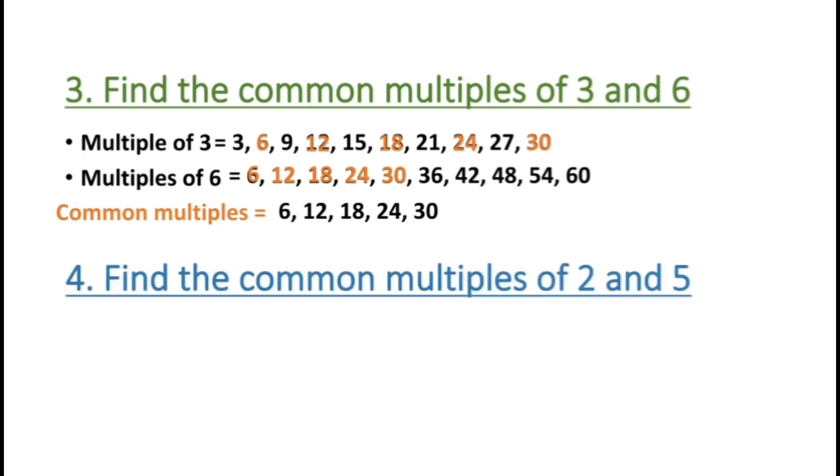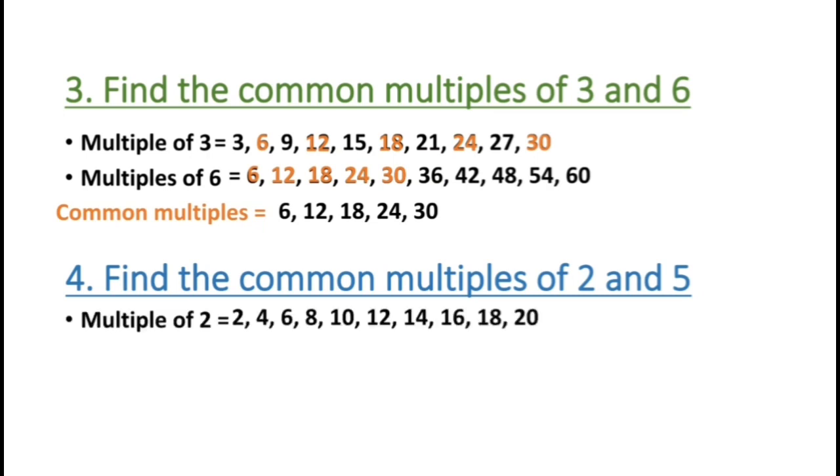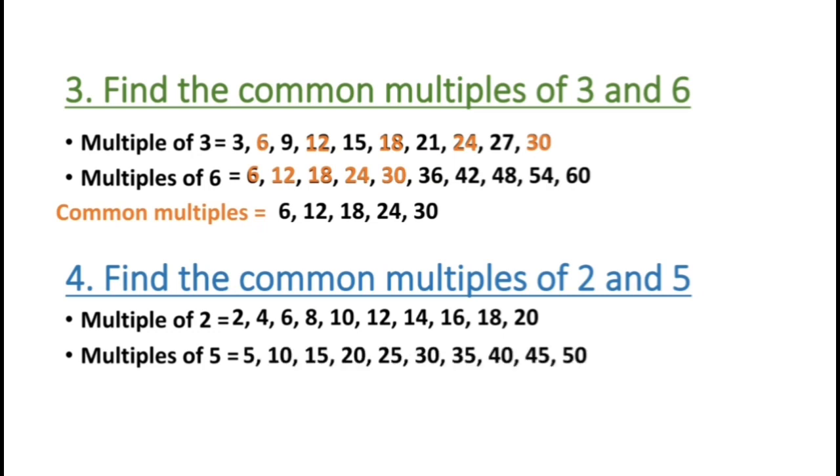Find the common multiples of 2 and 5. Which means first we need to write the multiples of 2. Which means the 2 table we are going to write. 2, 4, 6, 8, 10, 12, 14, 16, 18, 20. Then we will write multiples of 5. Here we are taking 10 multiples of each given number. Now multiples of 5: 5, 10, 15, 20, 25, 30, 35, 40, 45, 50.